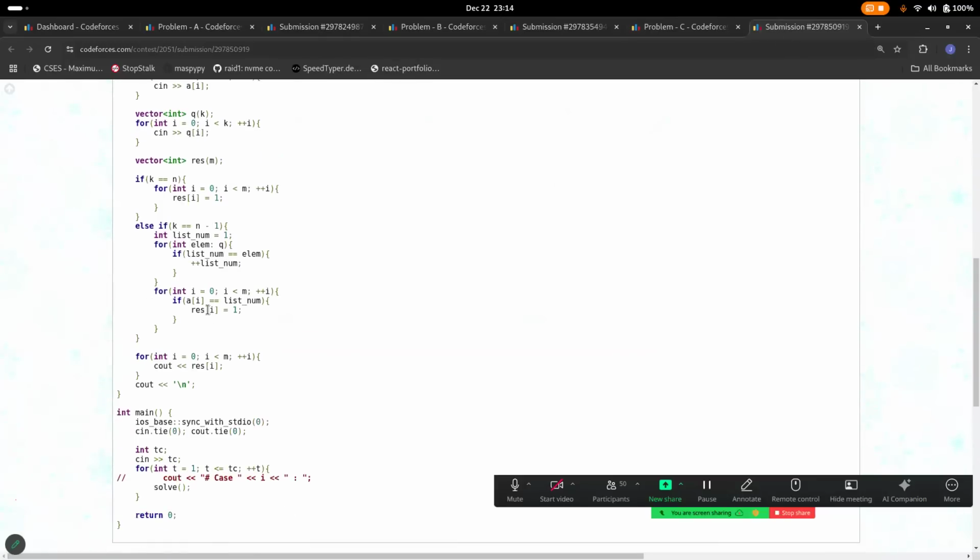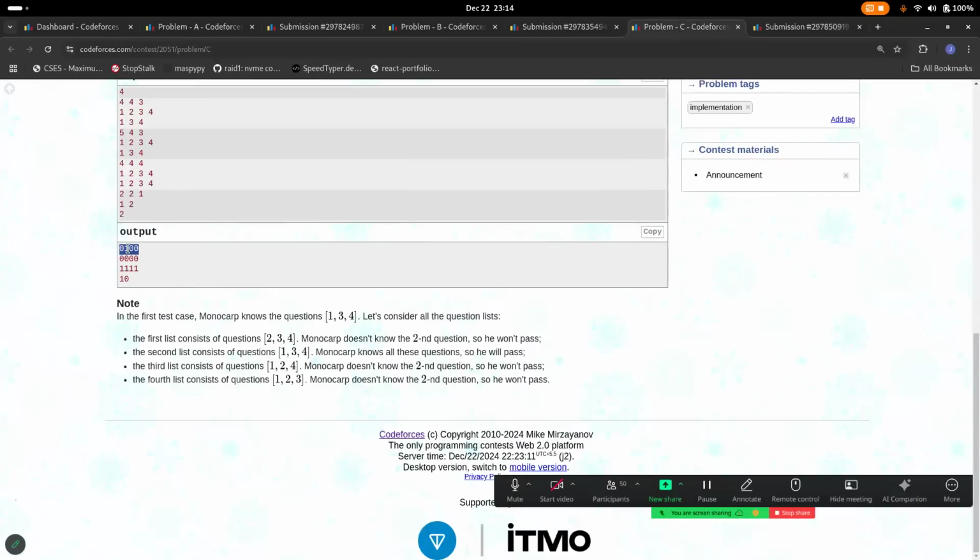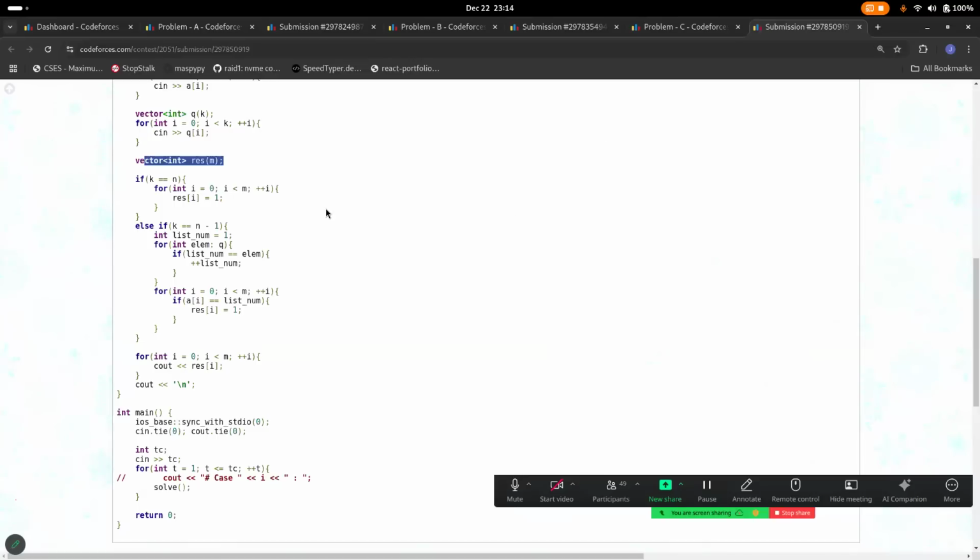And again, here we have our res as a vector of int. So basically we have to output m characters, or a binary string of length m, where 0 indicates that the ith list cannot be solved and 1 indicates that the ith list can be solved. If k equals n, you can solve all problems. That basically means that you could solve all the lists. So just set all lists to 1.